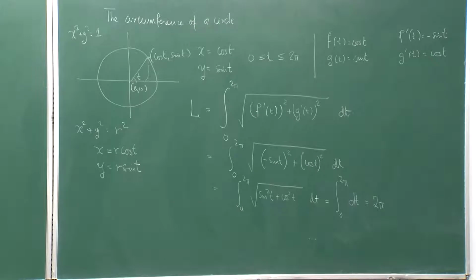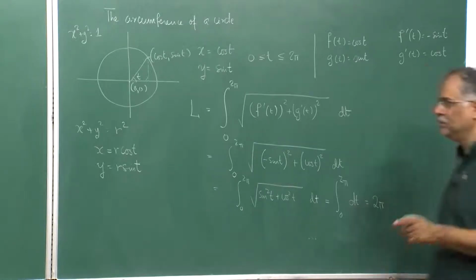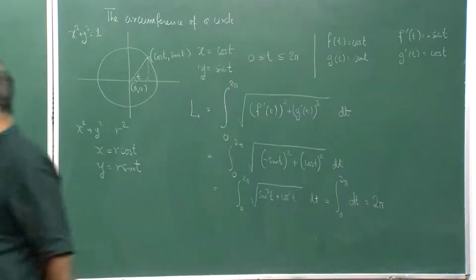So, if you put also minus pi to plus pi, then also you will have the same answer. Then also you will have pi minus pi, you will get 2 pi. So, another example, we will take an example from the famous book Thomas's calculus.